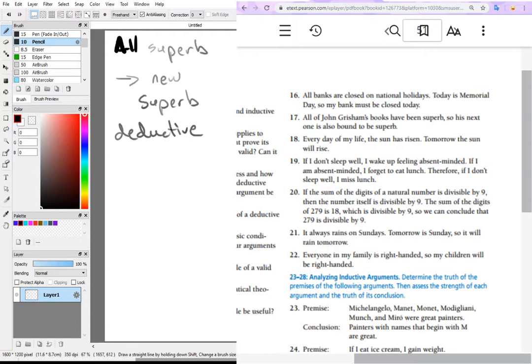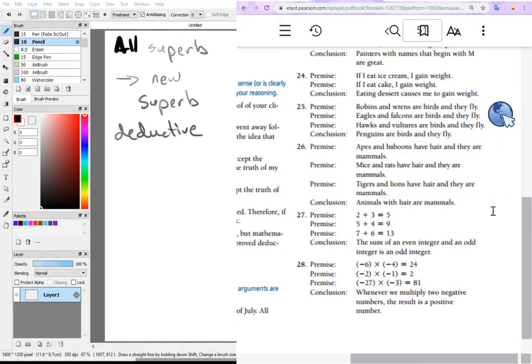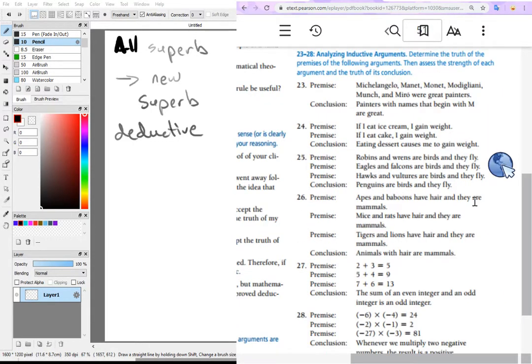So you're analyzing inductive arguments. I want to take a look at that. Determine the truth of the premises of the following arguments, then assess the strength of each argument and the truth of its conclusion. So 23, premise: Michelangelo, Manet, Monet, Modigliani, Munch, and Miro were great painters. So painters whose names begin with M are great. We've got a bunch of people used as examples for something general.